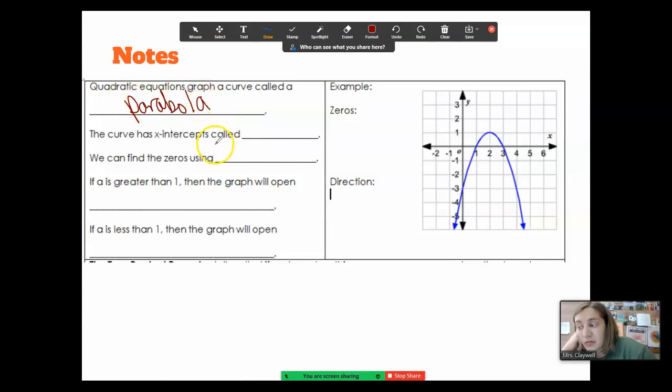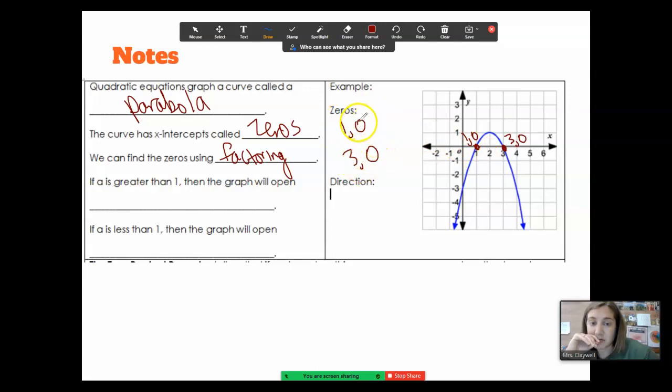Where the curve has x-intercepts, these are called its zeros. We can find the zeros by factoring. So this is the point (1, 0). This is the point (3, 0). We're saying if you input a 1, you get out a 0. If you input a 3, you get out a 0.